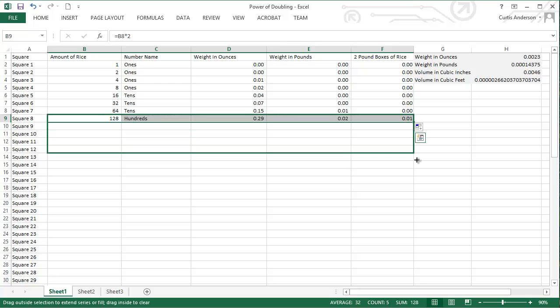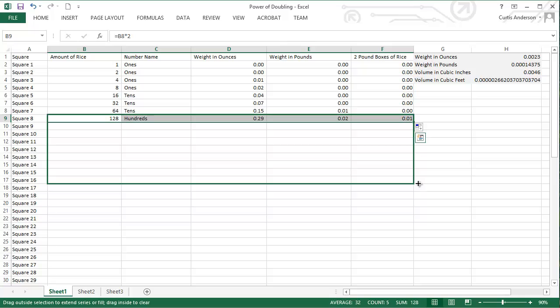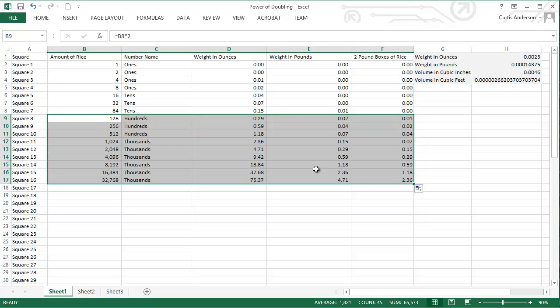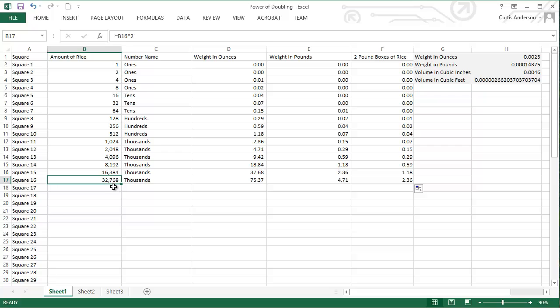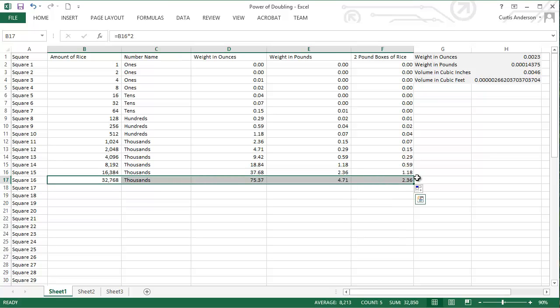So we're going to go down here and see what happens when the second row is completed, when we've got through 16 squares. All right, well, now we have roughly 33,000 grains of rice. That's a lot of rice. Weight in ounces, again, we're in the thousands now. Didn't take us long to get out of the hundreds. That's 4.71 pounds. So we have a little bit more than 2 boxes of rice. That's not bad. I mean, you can go to the store and buy 2 boxes of rice. That's not going to set you back. But we've only got the second row done. The king started getting a little nervous here.